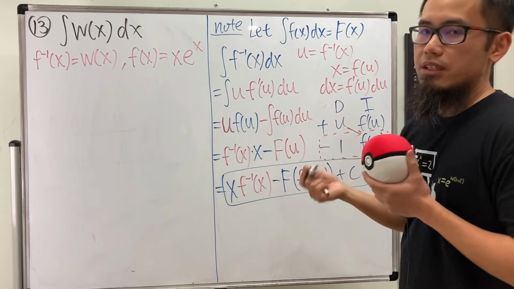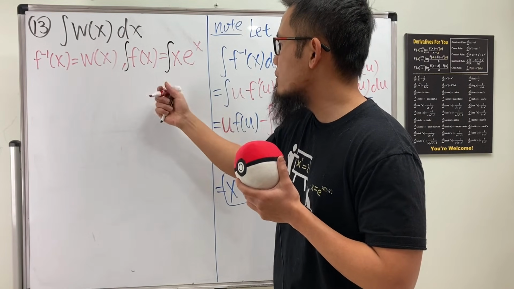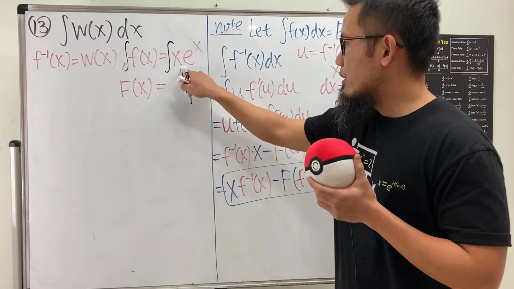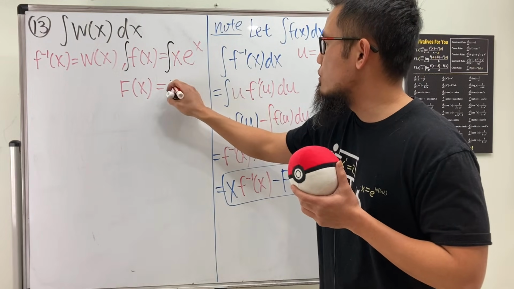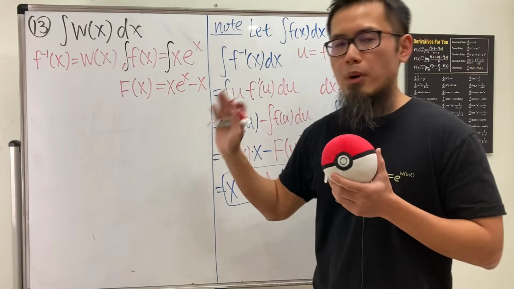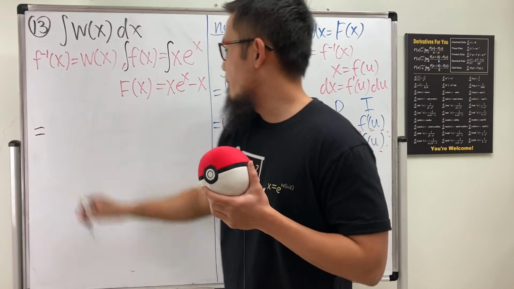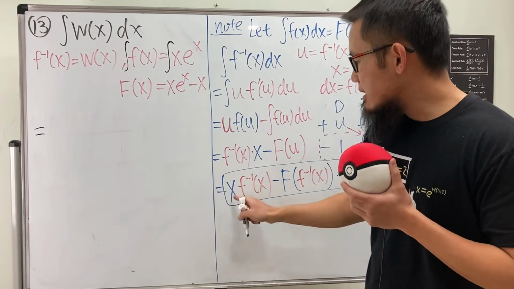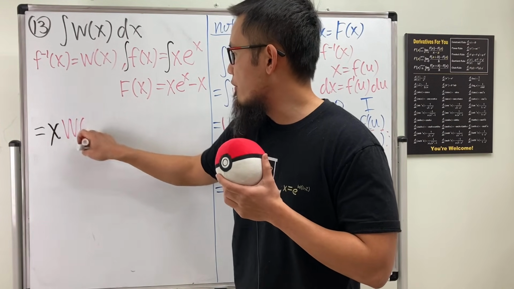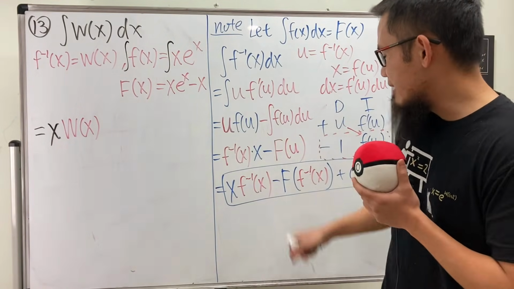Now, I also need to have the capital F. So in that case, we just have to integrate. So we can actually get a capital F right here. Well, here you do integration by parts, and I will tell you the answer is actually just x e to the x minus x, right? Just use integration by parts and you will get the answer for that. Now we are ready to just use this. So this is going to be f times the inverse, so we have x times W of x. That's the first part of the answer. How cool is that? Next, minus.